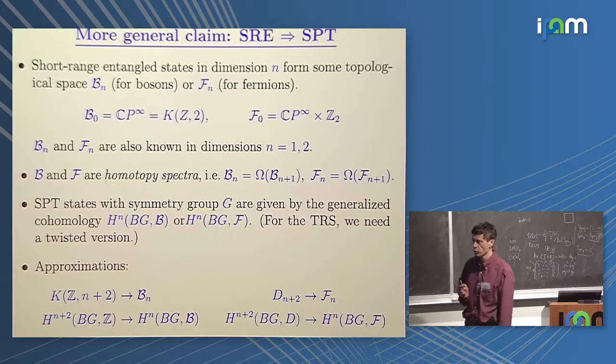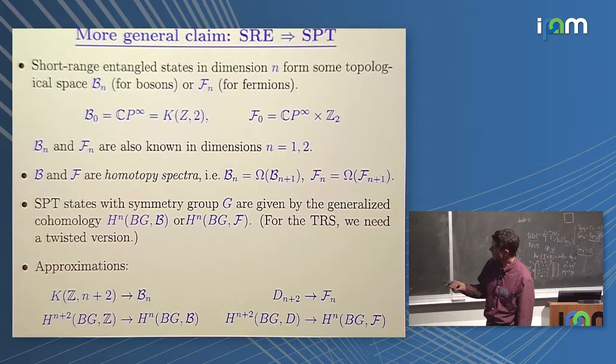On the next slide, I show why it is sufficient to consider fluctuating mass terms, roughly. But it's conceivable that just fluctuating free fermionic Hamiltonians will not give us the full picture, especially in high dimensions. This is an important property: the sequence of Bn's or the sequence of Fn's is a homotopy spectrum, meaning that each space is the loop space of the next space in one dimension higher.